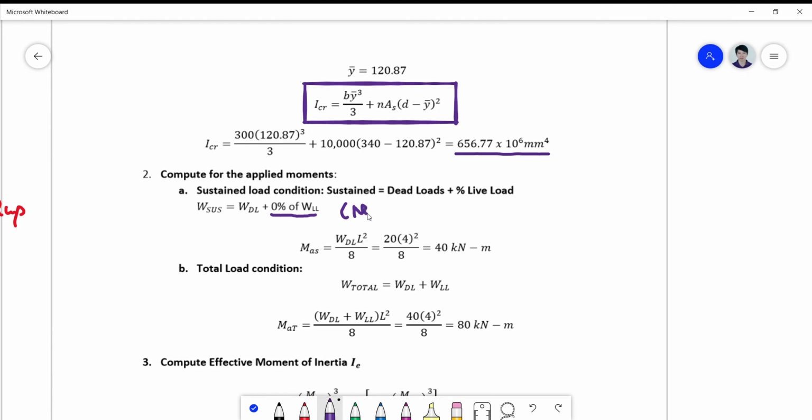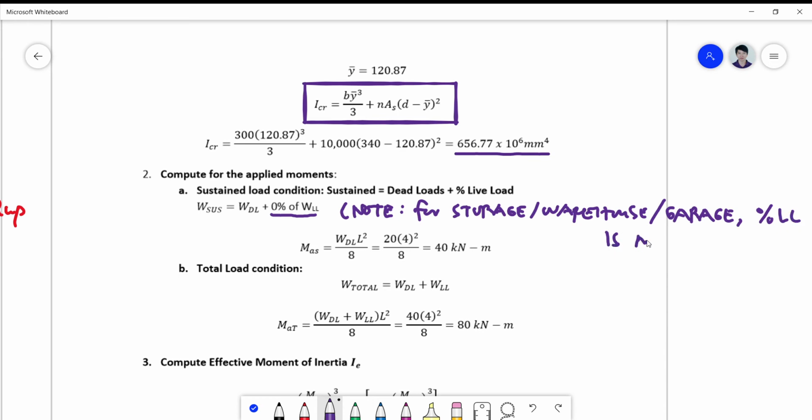Okay, so you take a note here that for storage, warehouse, or maybe garage, wherein there is a remaining load that is sustained always in the floor, our percent live load is not 0. Okay, so normally this percentage is 25%.